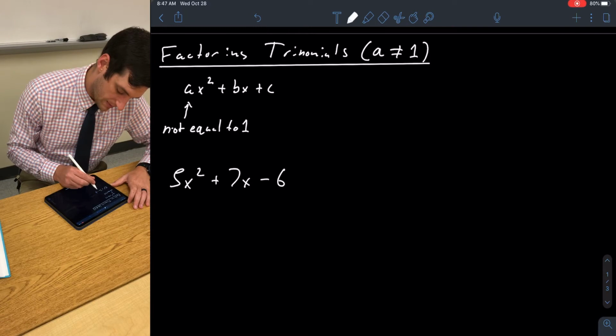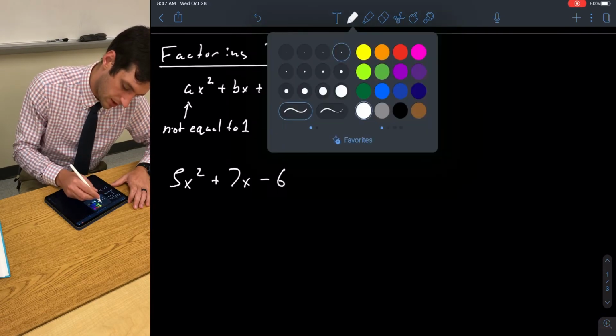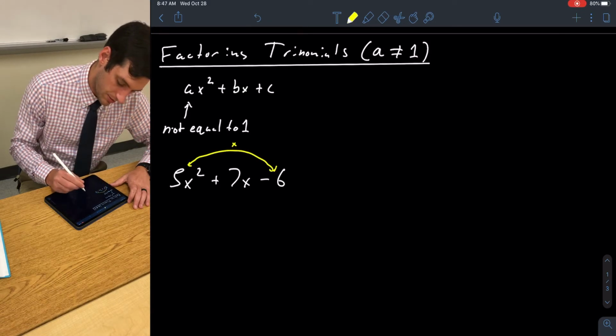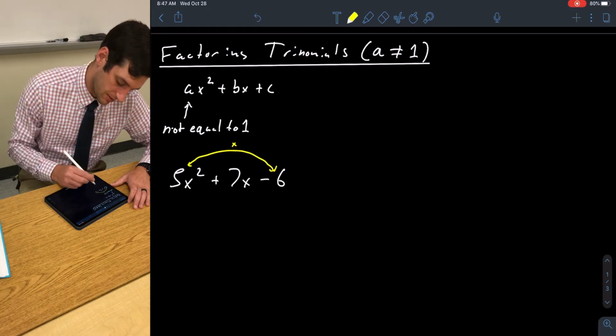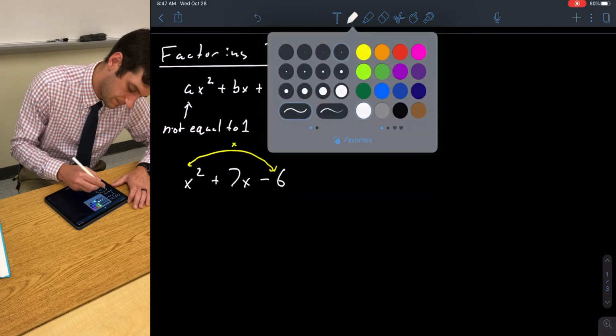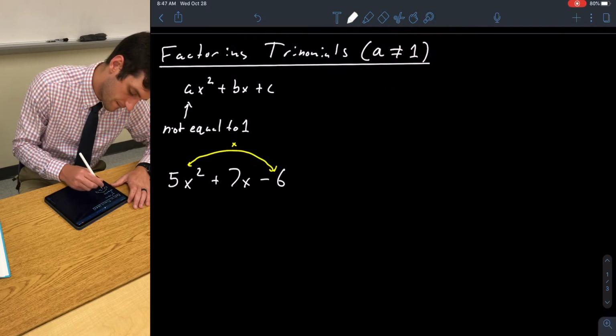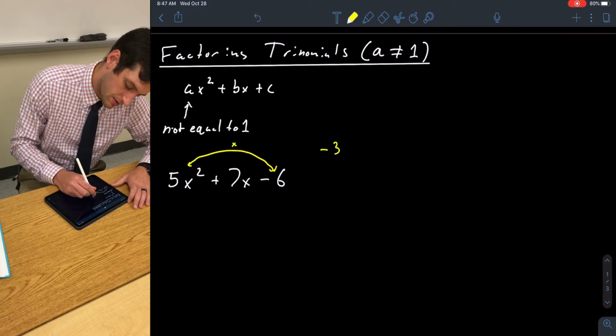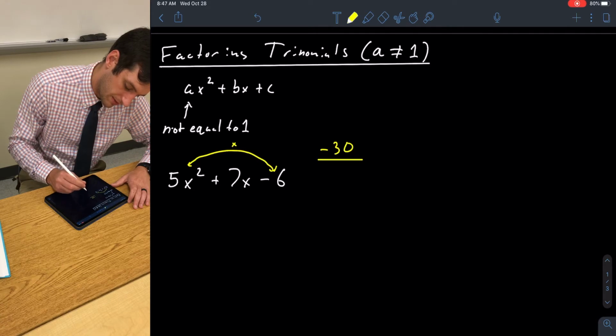Okay, so first off, what I'm going to do is I'm going to multiply negative 6 and 5. And I'm multiplying them, so I'm going to put a little multiplying sign up there saying I'm multiplying. So 5 times negative 6 is negative 30. So from here, we're going to list all the factors of negative 30.